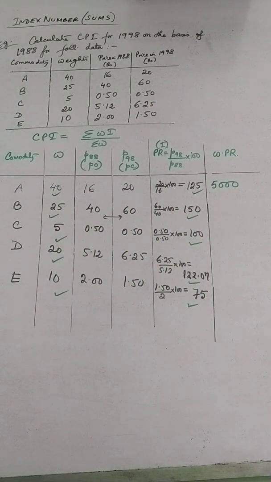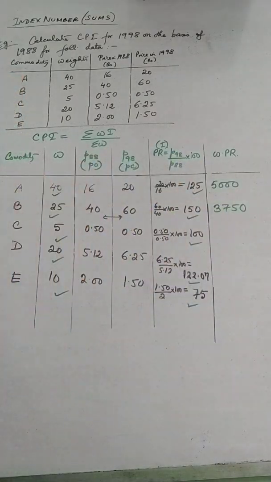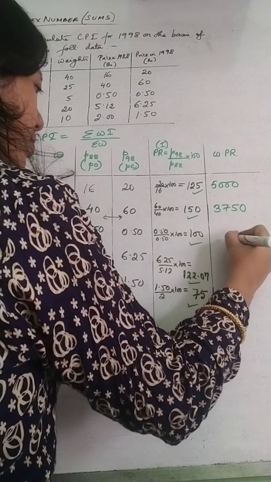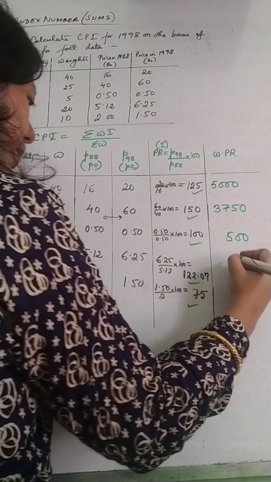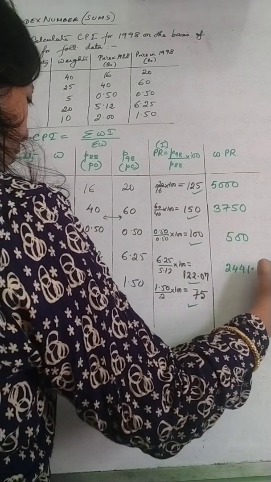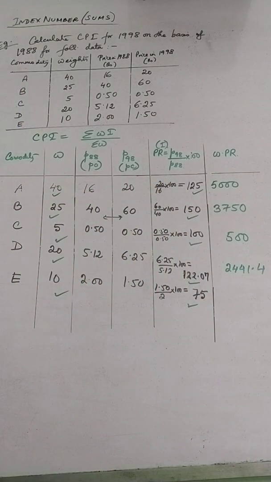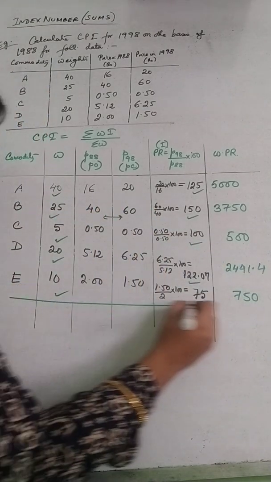Then 25 into 150. So that gives you 3750. Then what do we have? 5 into 100. So it's 500. 20 into 122.07. So it will be 2441.4. I think I'll leave it as that. 2441.4, and 75 into 10 is your 750. So what do I need below?